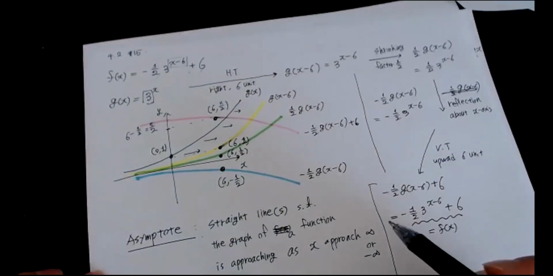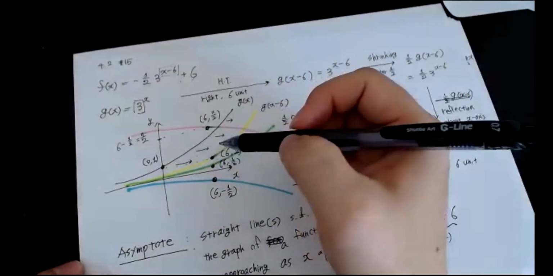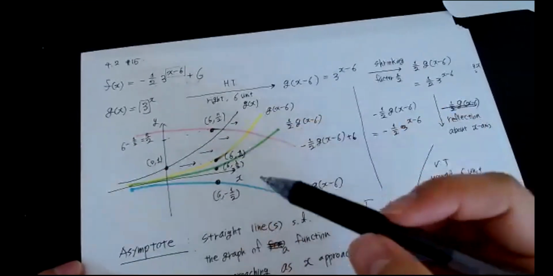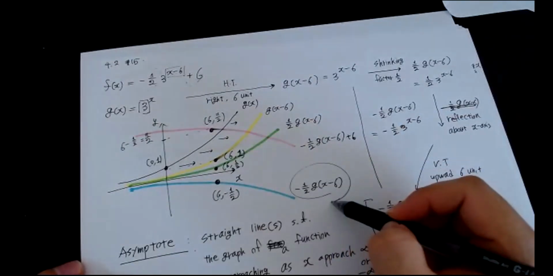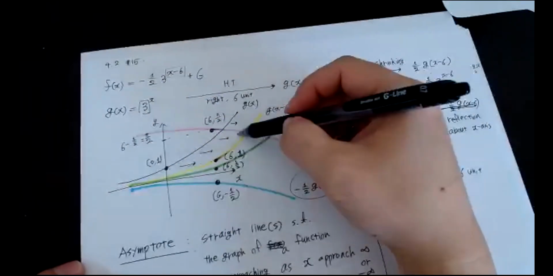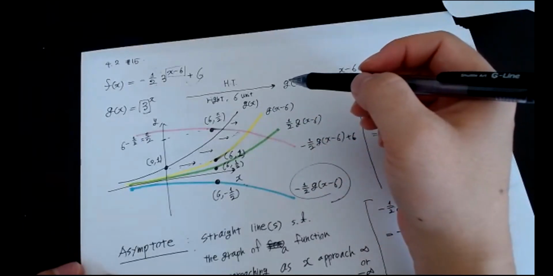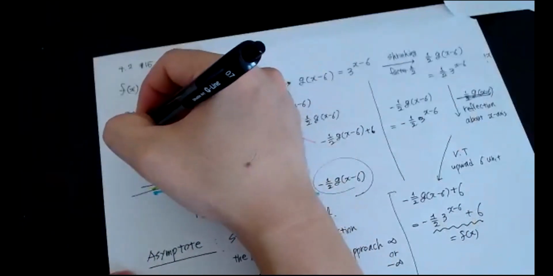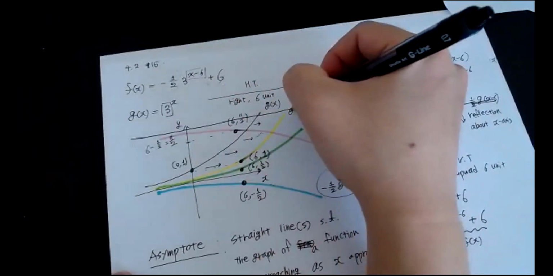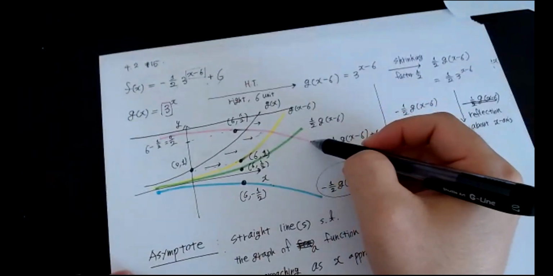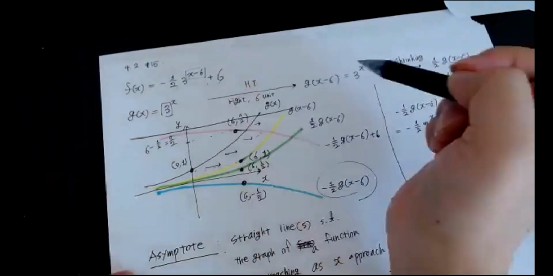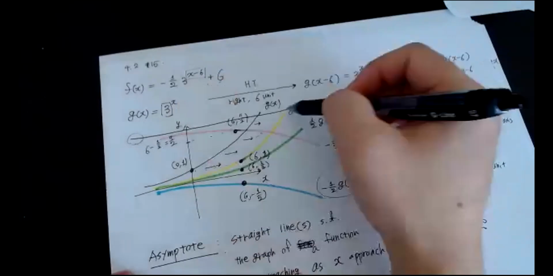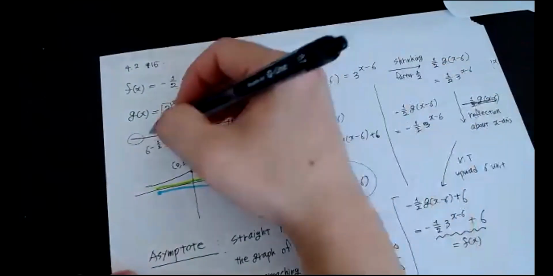And then the what? When you take a look at this blue curve, the blue curve approaches the x-axis. So the asymptote of this function is the x-axis. But once you move the graph up 6 units, then there is a line such that the red curve approaches, right? So then what is this? What's the equation of that horizontal line?